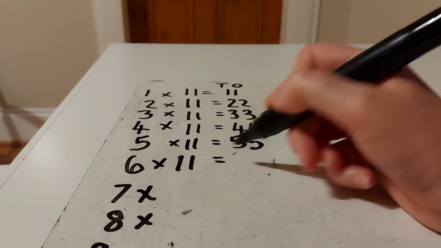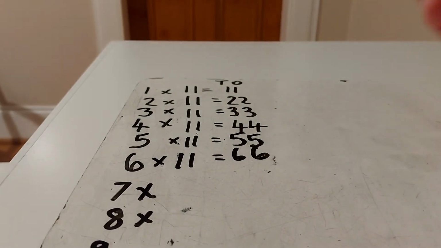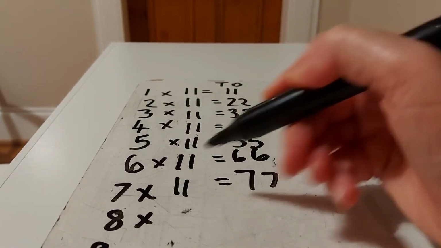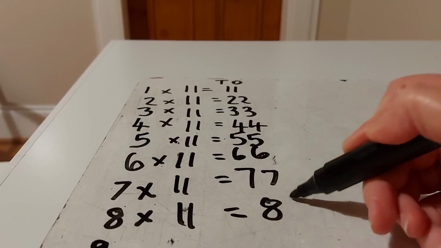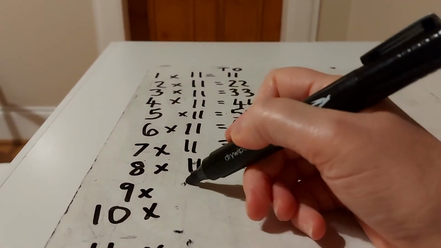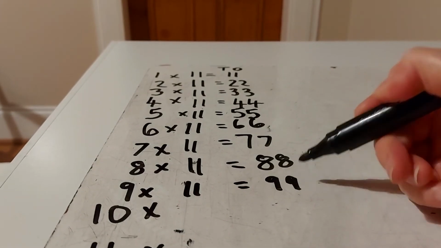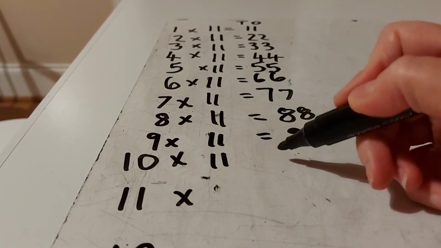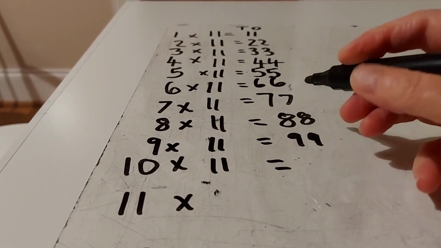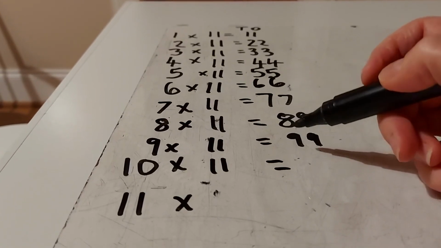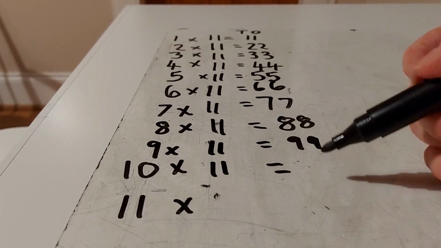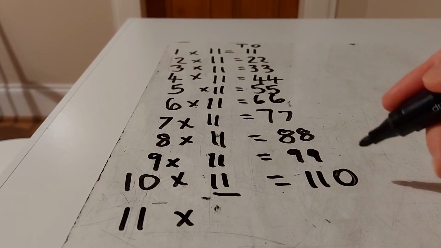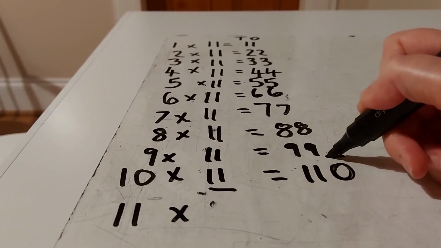6 lots of 11. Yes, you've guessed it, we double the 6. When we're writing it down, we've just put 6, 6. 66. 7 lots of 11, 77. 8 lots of 11, 88. 9 lots of 11, 99. 10 lots of 11. Now then, the answer to 10 lots of 11, and again, we can use our multiplying by 10 strategies. So we take our 11 here, write that down, and put the 0 on, is 110, okay? So the pattern ends there.